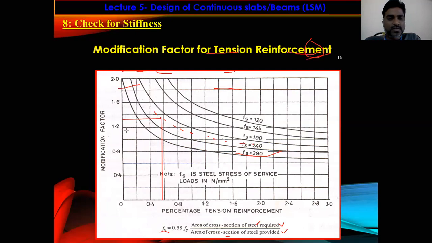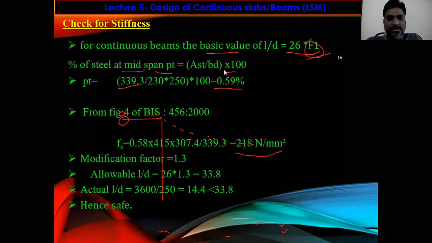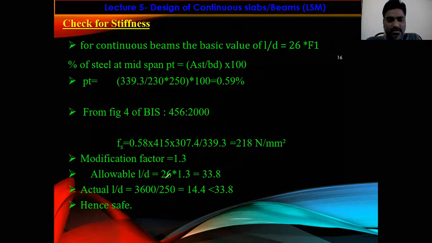And this is 1.2, right? This is 1.2, this is 1.6. That means this is 1.5, sorry, 1.4. So this is approximately 1.3. Right? So the modification factor, I got it from this diagram, is 1.3. So use that modification factor and determine the allowable stiffness value, the allowable L-effective by D ratio value. How much I got is 26 into 1.3, or 33.8.